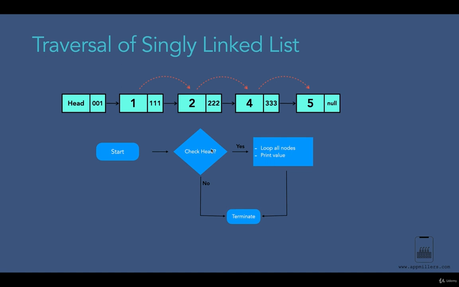Otherwise, if we have a value in the head, then in this case, we will loop all nodes and print out the values of nodes to the console. Then after finishing all nodes, when we reach the node in which the next reference is null, in this case, we are going to terminate our algorithm over here. So based on this logic, let's implement single linked list traversal in Java.